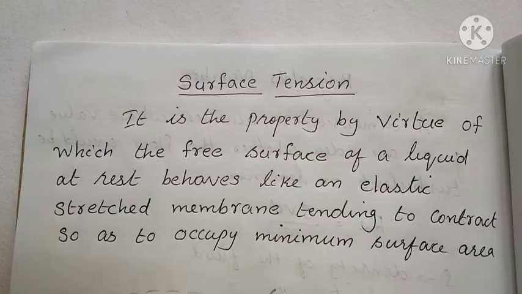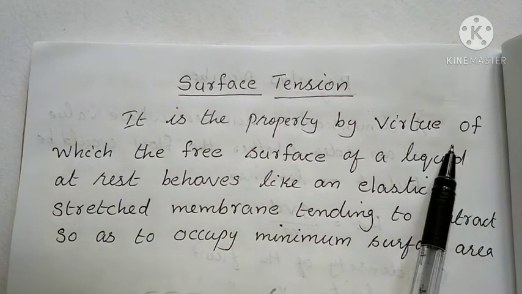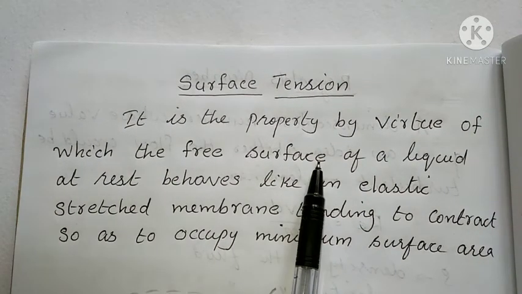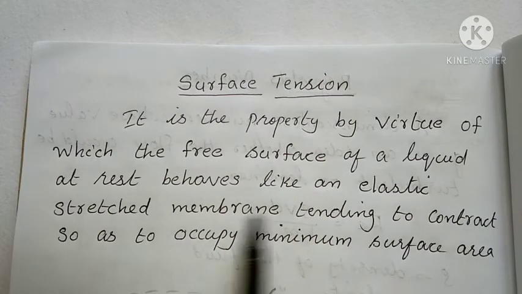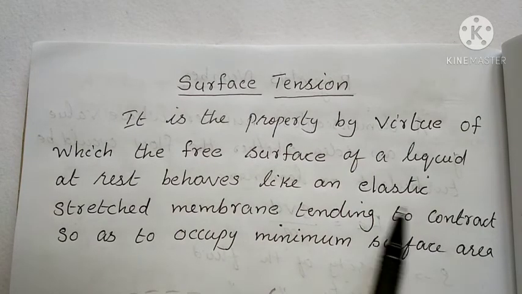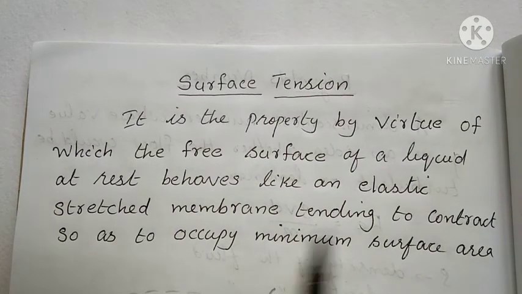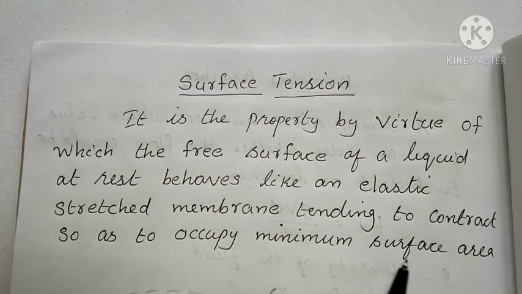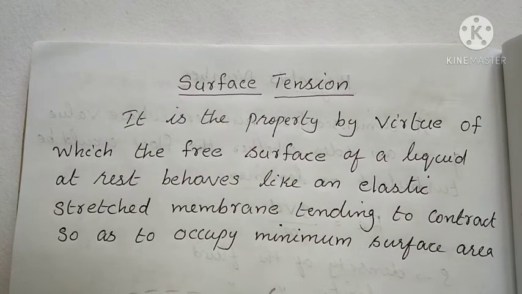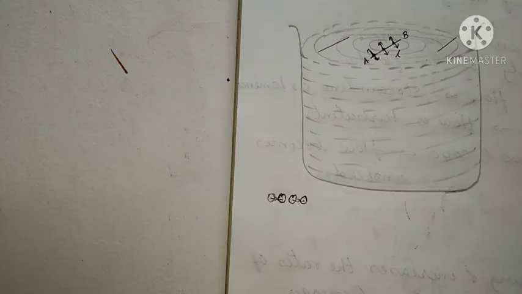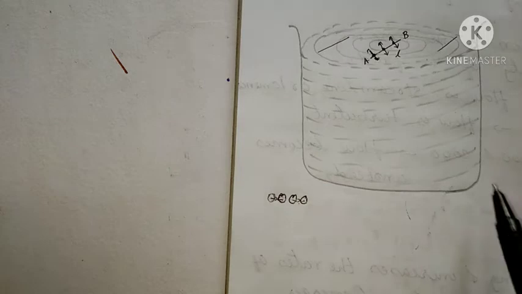Once again we can define the surface tension. It is the property by virtue of which the free surface of a liquid at rest behaves as an elastic stretched membrane tending to contract. Due to this it tries to contract, so it occupies minimum surface area. So this property of the liquid is known as the surface tension. How can you measure this surface tension?